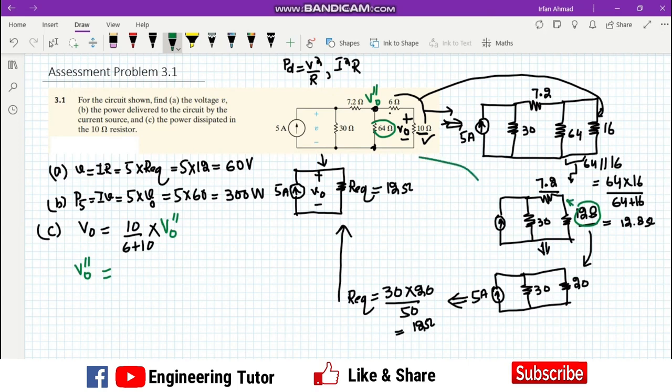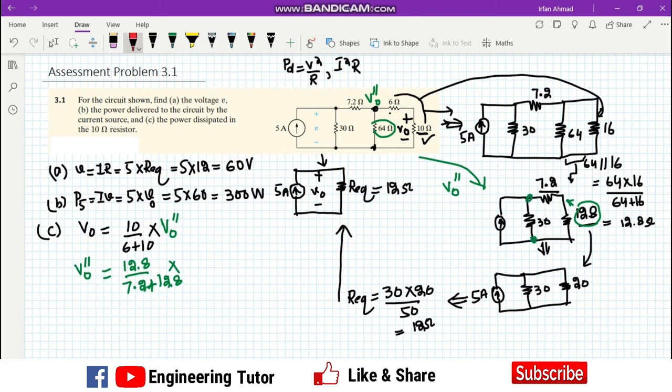For V naught double prime, we will deploy this circuit, because now here we have the equivalent of these two resistors. So V naught double prime is equal to 12.8 divided by 7.2 plus 12.8 multiplied by the voltage, which should be here.